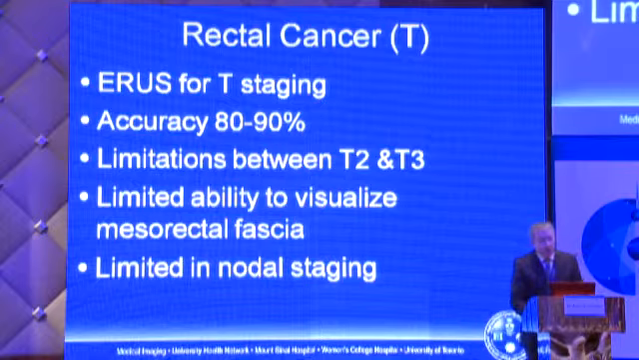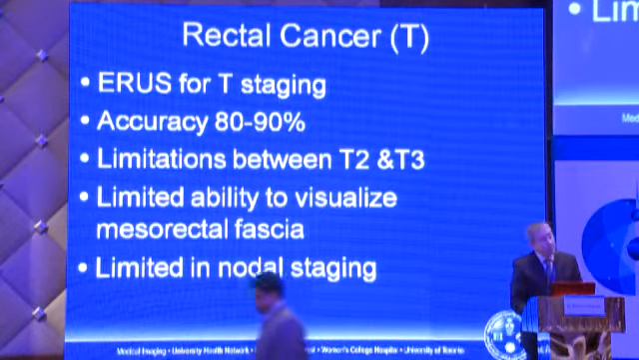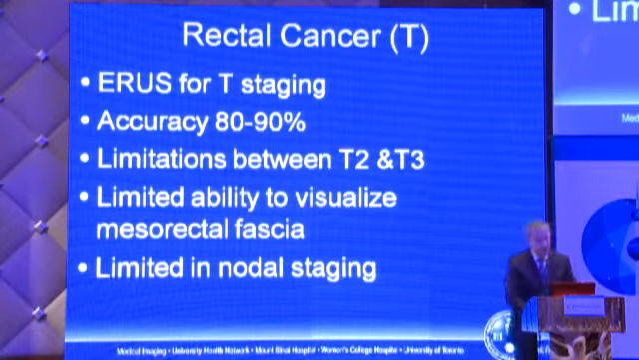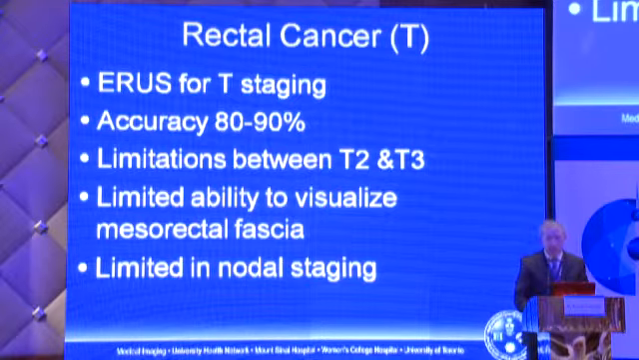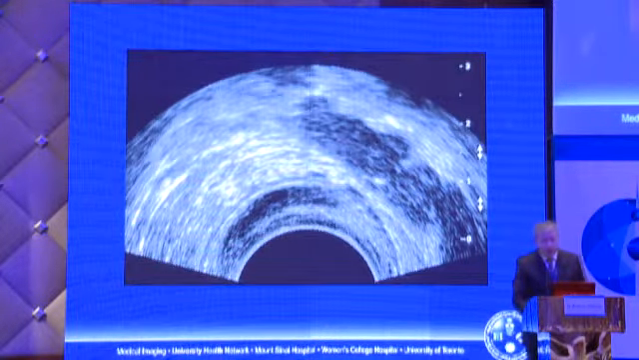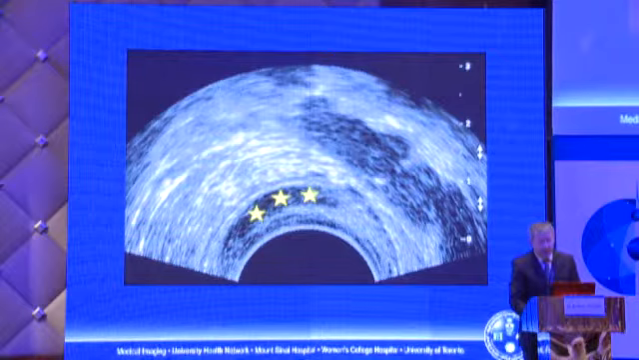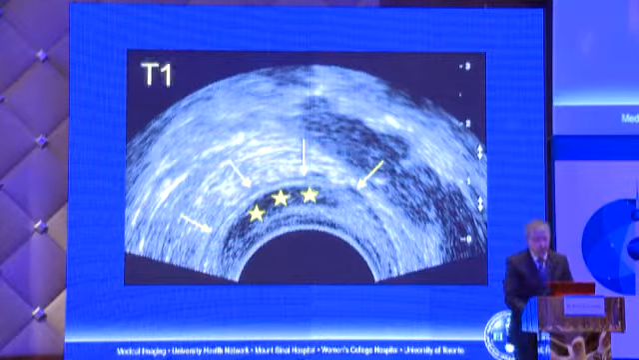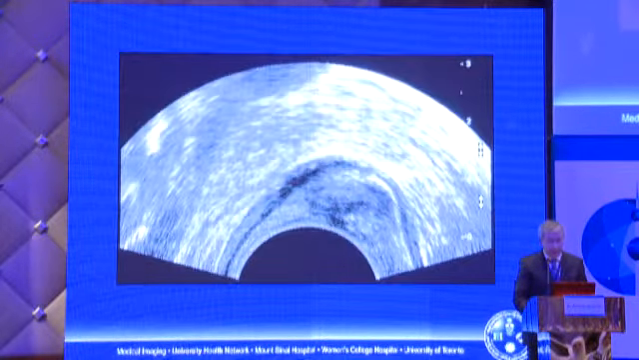Now, a few words about endorectal ultrasound for T staging. Its accuracy is about 80 to 90%. There are some limitations between T2 and T3 disease. Ultrasound has a very limited ability to visualize the mesorectal fascia, and it's very limited in nodal staging. Here are some examples. We see this small tumor in the submucosa. It is not invading the muscularis propria, so this is T1 disease.